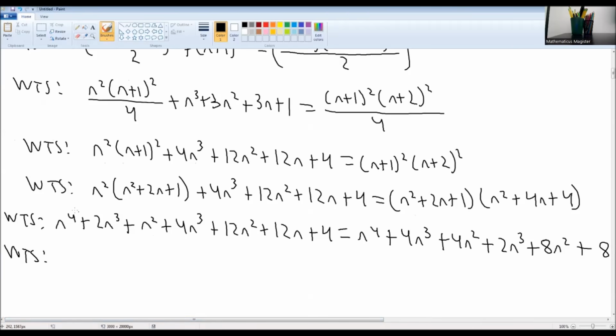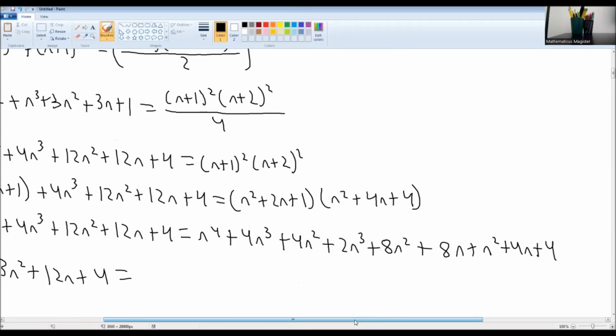So let's combine like terms. n to the 4th plus how many cubes are there? So we get 6n cubed in all. n squareds, 13 n squareds. What about n's? Just this, 12n. Constant term is 4. Okay, what about the right-hand side?